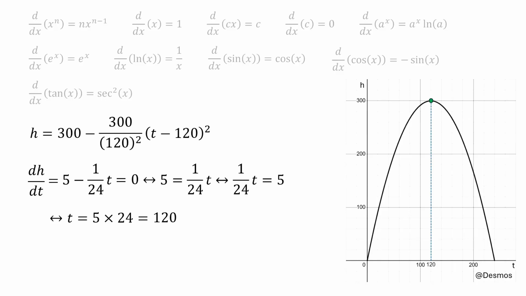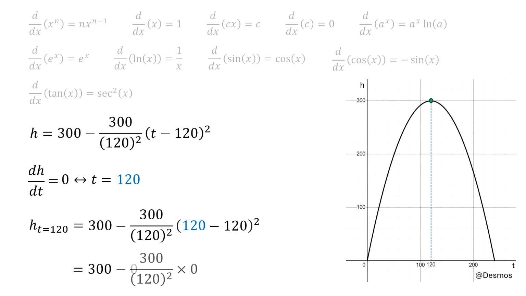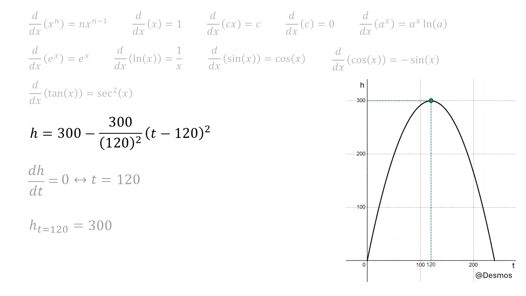And what is the height? Just replace the time in the original function. The result is 300 meters. We can see in the graph that it's a maximum, but can we prove it with math? For that, we need the second derivative. It's just the derivative of the derivative.